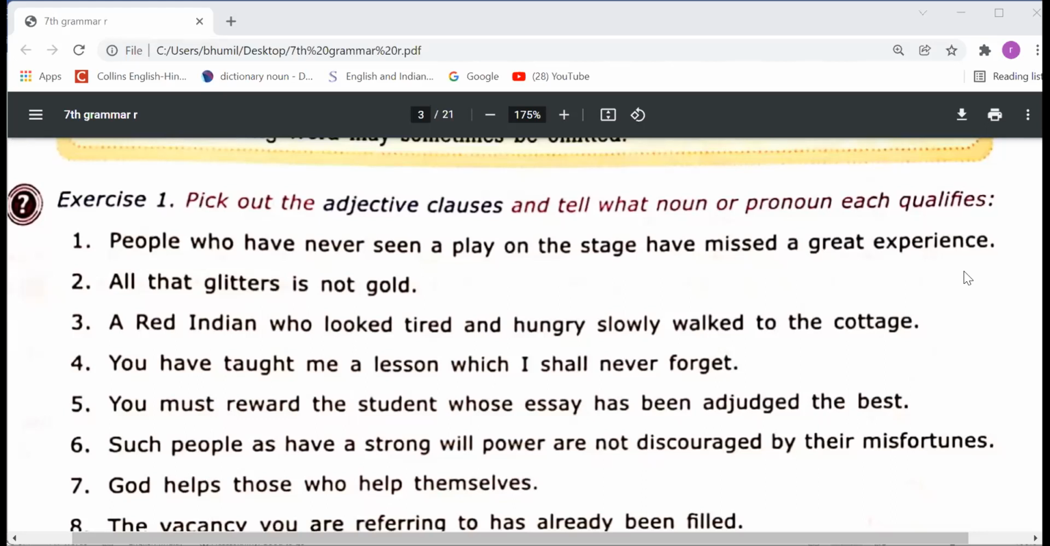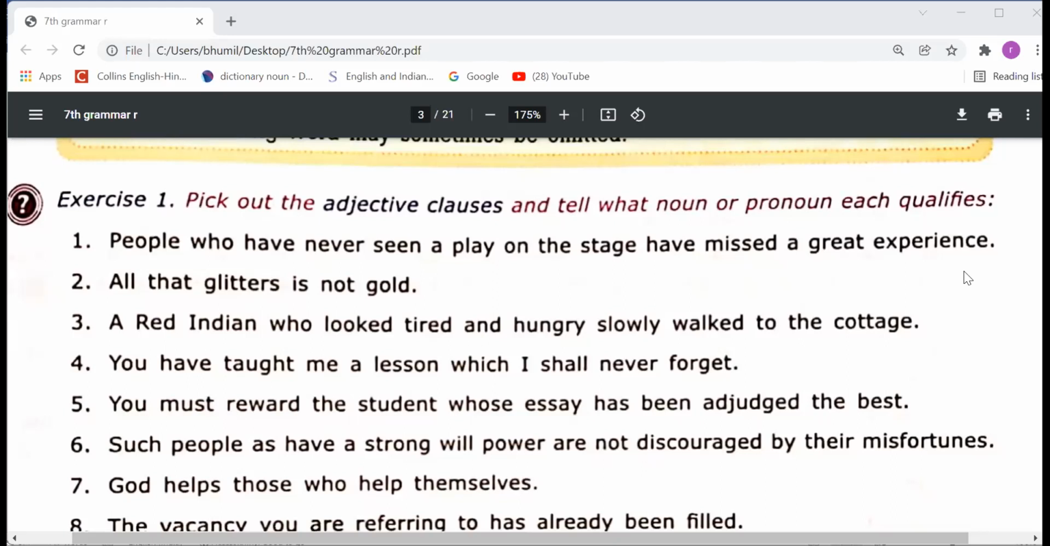Who looked tired and hungry, this adjective clause is describing the words a red Indian. Who looked tired and hungry. This is an adjective clause, and this clause is describing the words a red Indian. Very good, Ekansh, you have given the right answer.